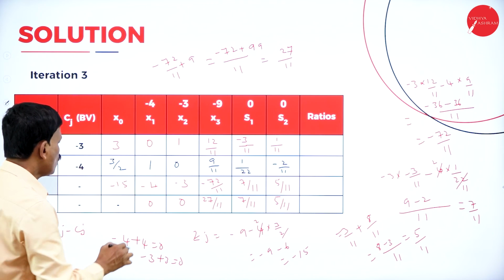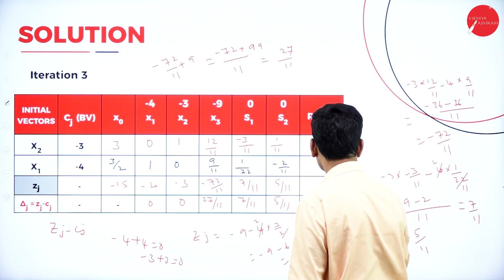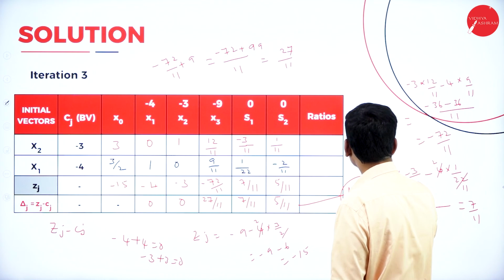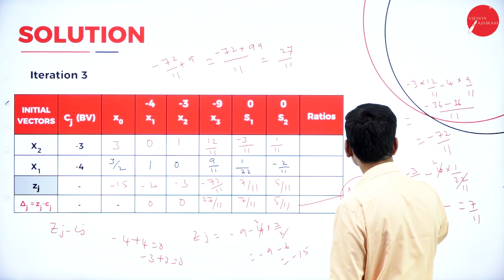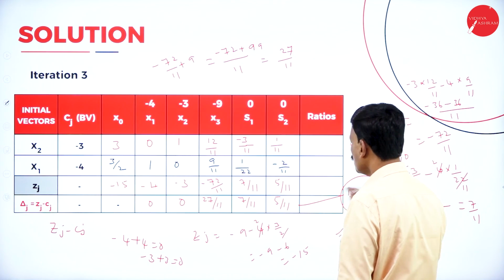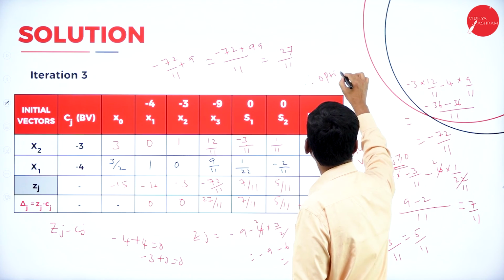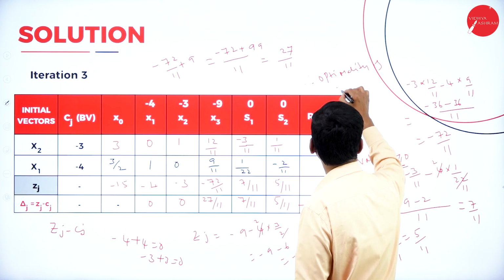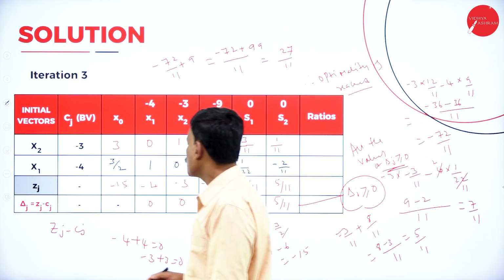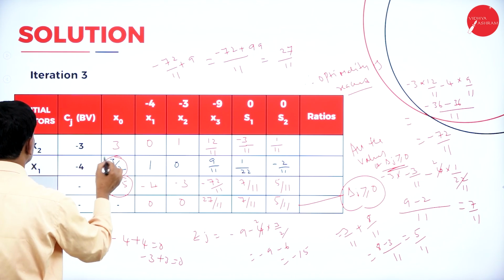Now observe carefully, all the values of delta J are greater than or equal to 0. See, this is delta J greater than or equal to 0. So all the values of delta J are positive or greater than or equal to 0. Therefore, the optimality is reached. And what are the values? So the optimal solution is minus 15, and the value of x1 is 3 by 2 and x2 is 3.